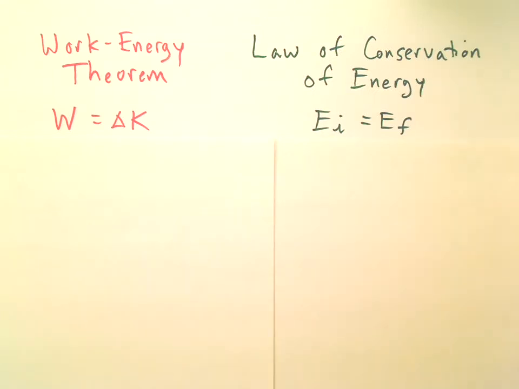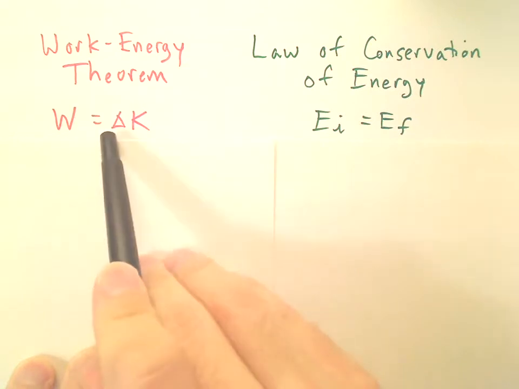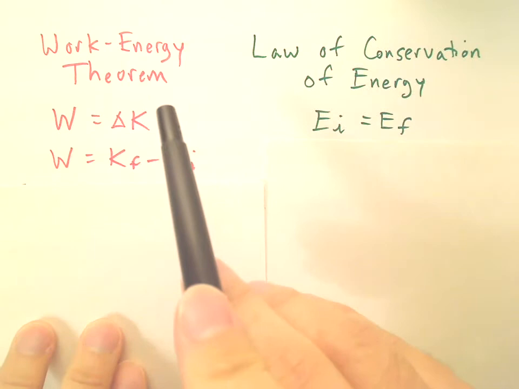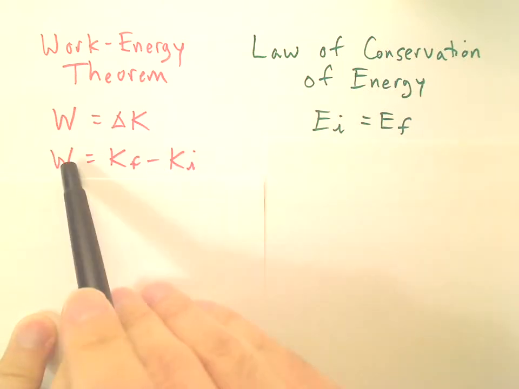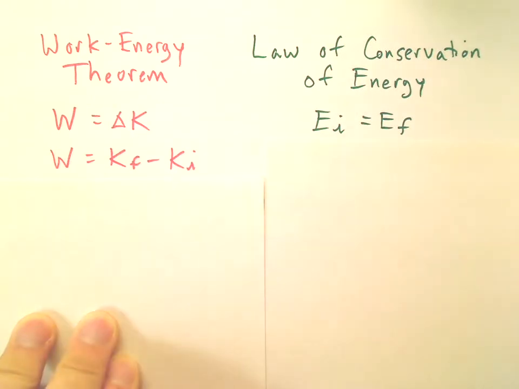So here are 2 possible methods for solving problems. Work-energy theorem, of course: work done on a system is equal to the change in kinetic energy. That's the short version of the equation. Slightly longer version looks like this. Work done equals the final kinetic energy minus the initial kinetic energy.